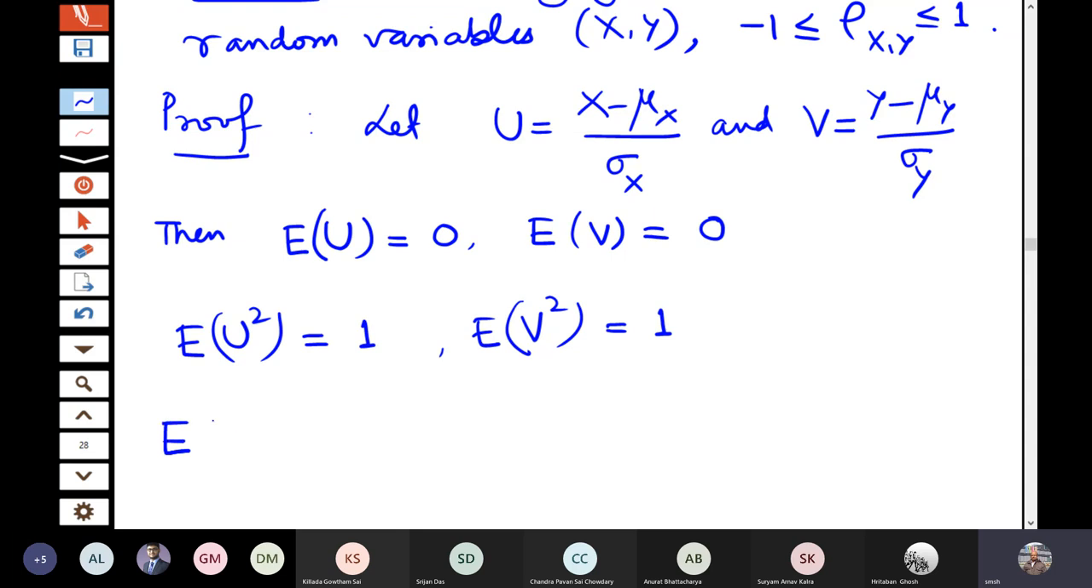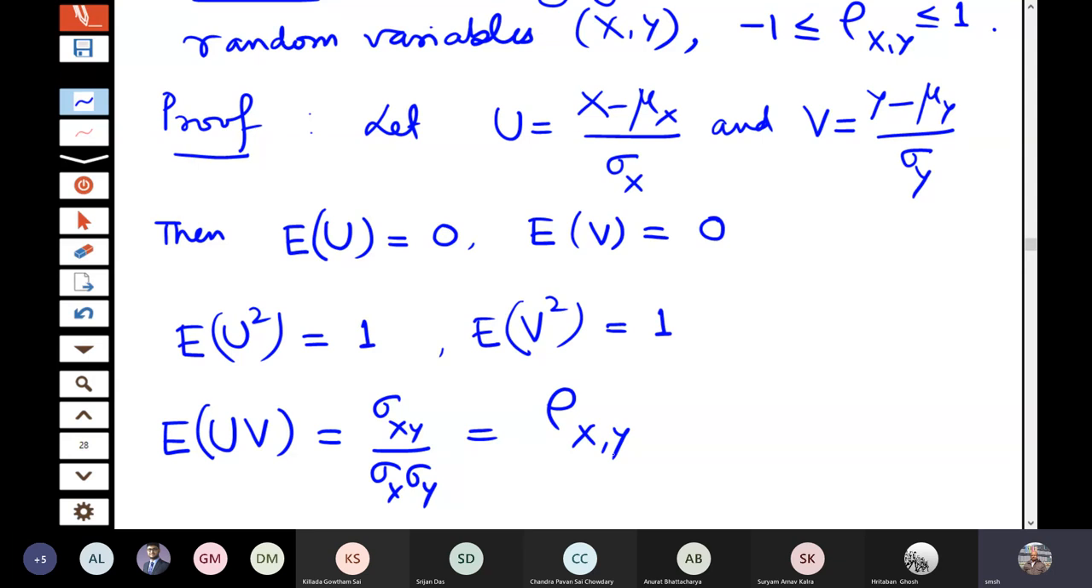And what will be expectation of u into v? That is expectation of x minus mu x into y minus mu y divided by sigma x sigma y. That is the correlation between x and y. Is this clear? If we use the random variables u and v, then these expressions are okay.